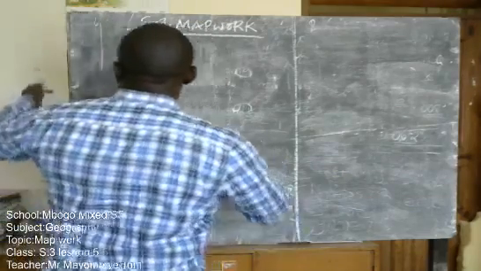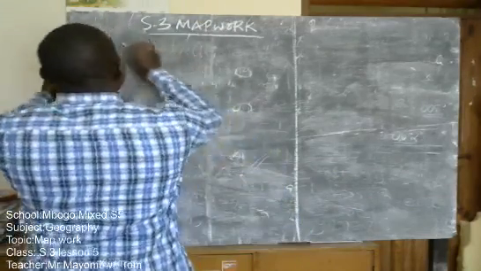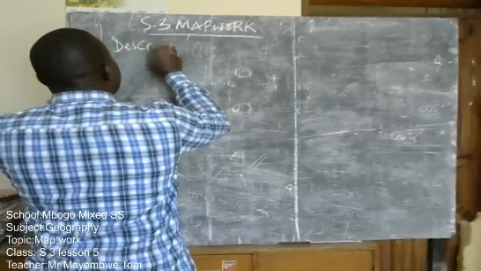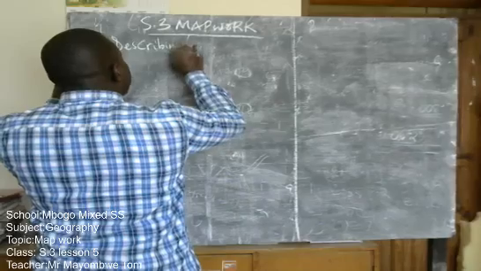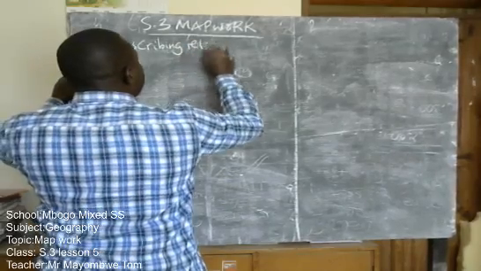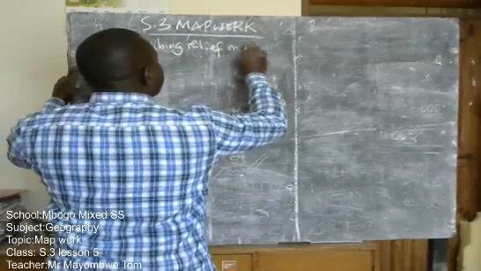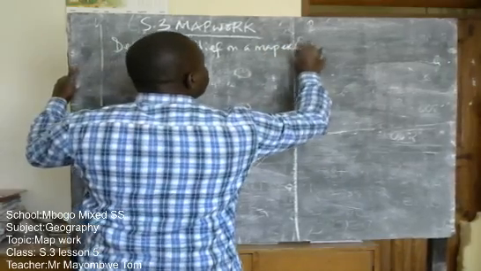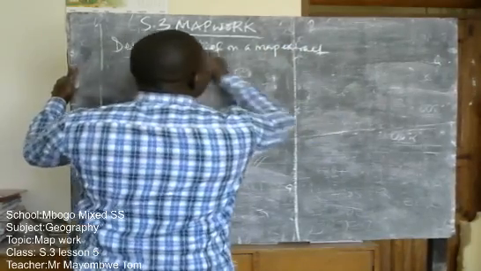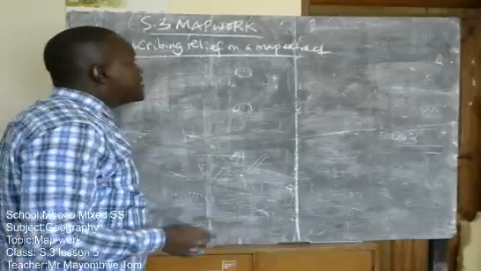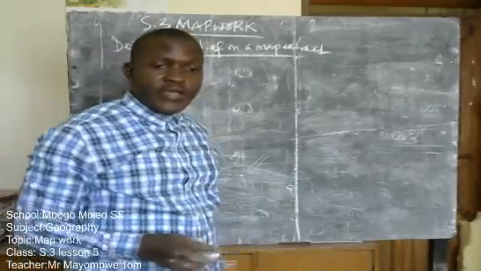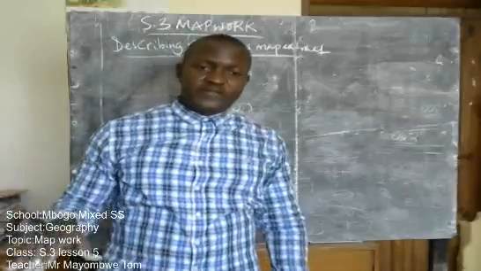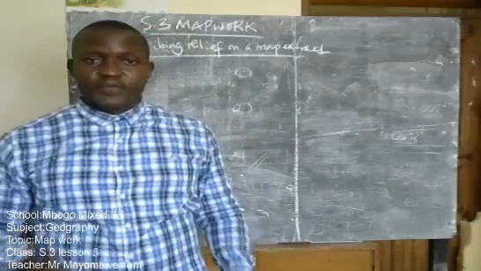Want to look at describing a relief on a map extract. How do you describe the relief of the area shown on the map extract?